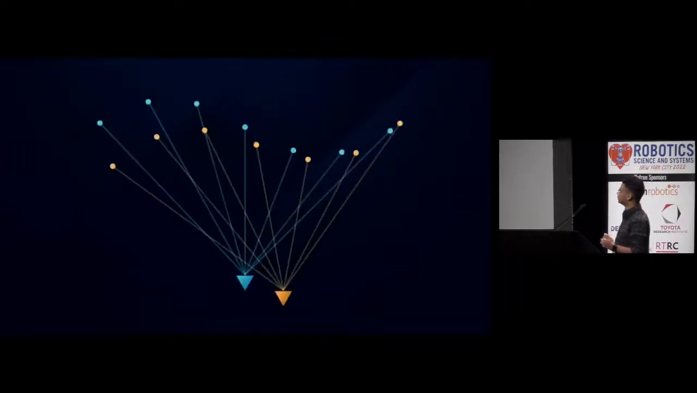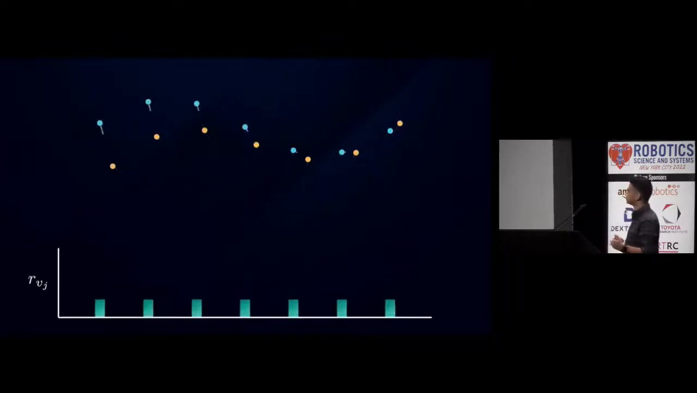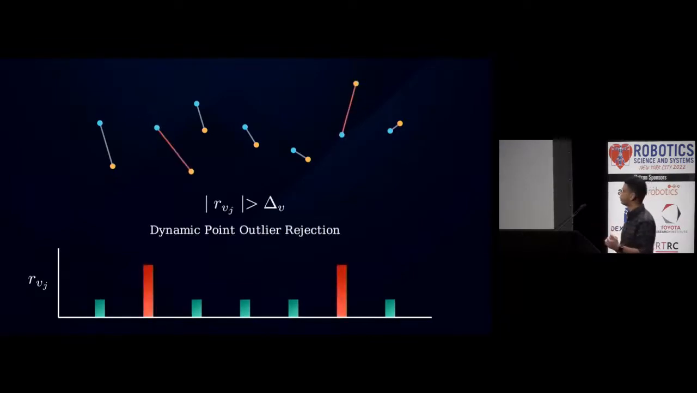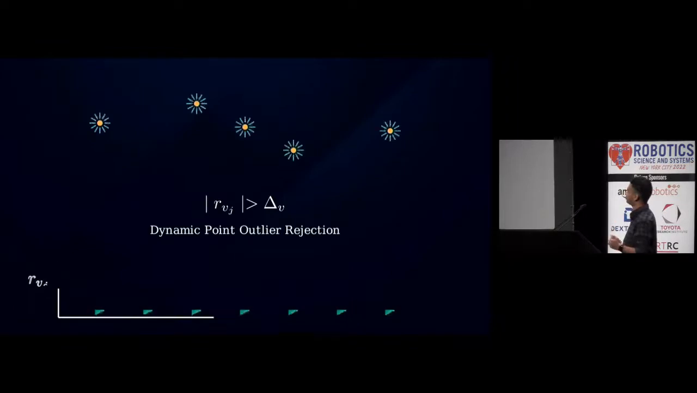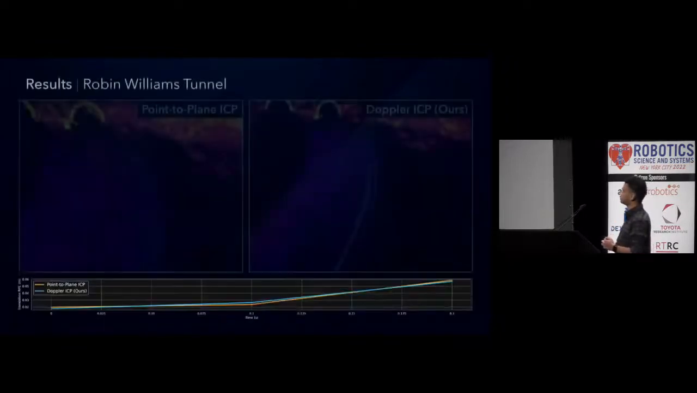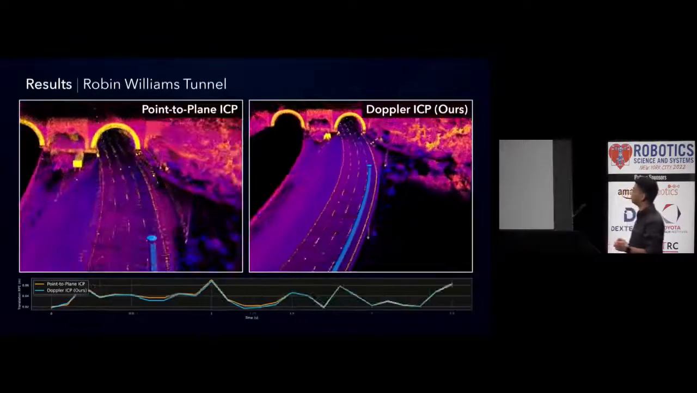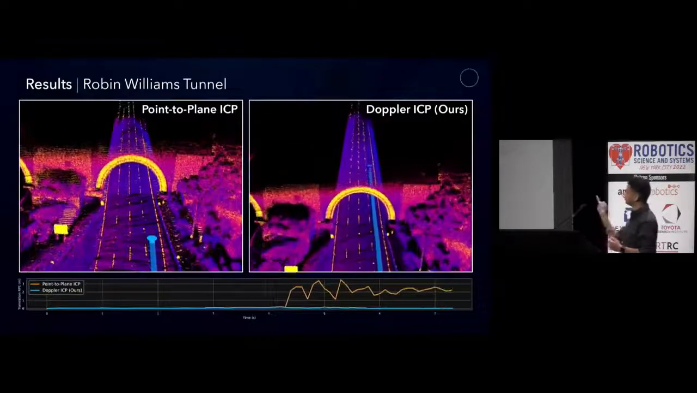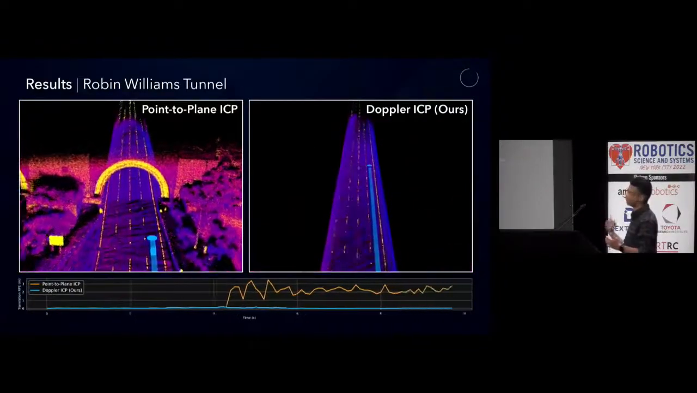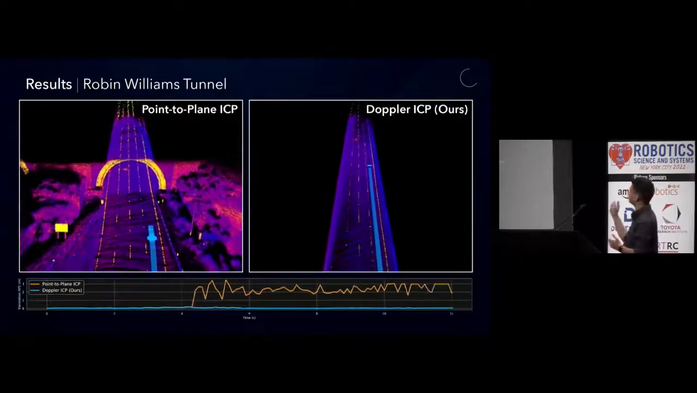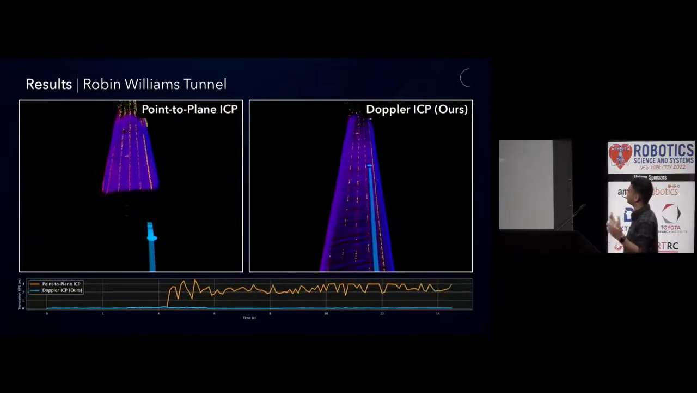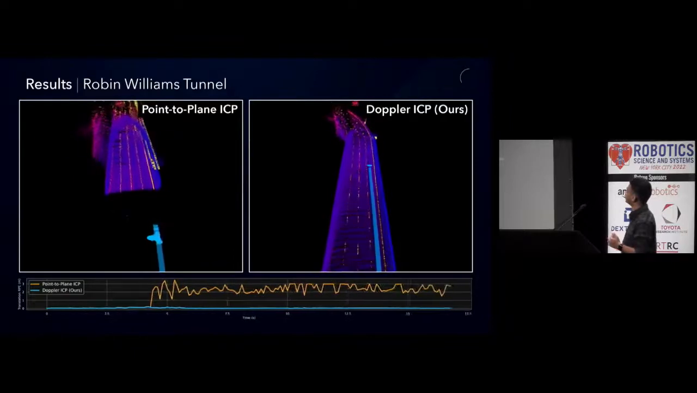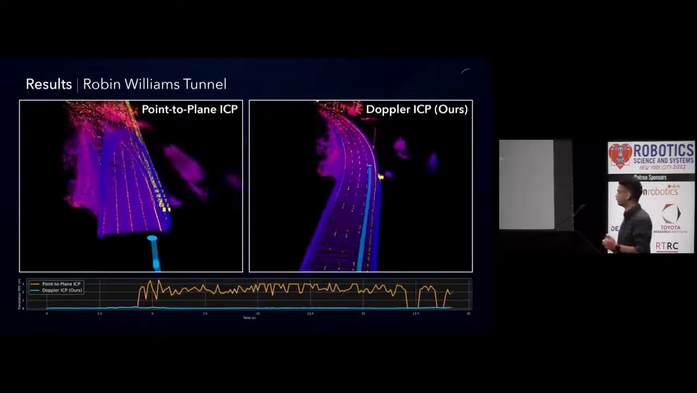Next, we present a simple method to reject dynamic outlier points. Points that have a high level of disagreement between the predicted and the expected velocities are rejected based on a predetermined threshold delta V. We now present some results on real-world sequences. The plot below represents the relative translation error between the two scans. Notice how the error for the point-to-plane method shoots up as the ego vehicle enters the tunnel, whereas our method, Doppler ICP, is able to constrain this registration problem well and estimates the poses with low translation errors.